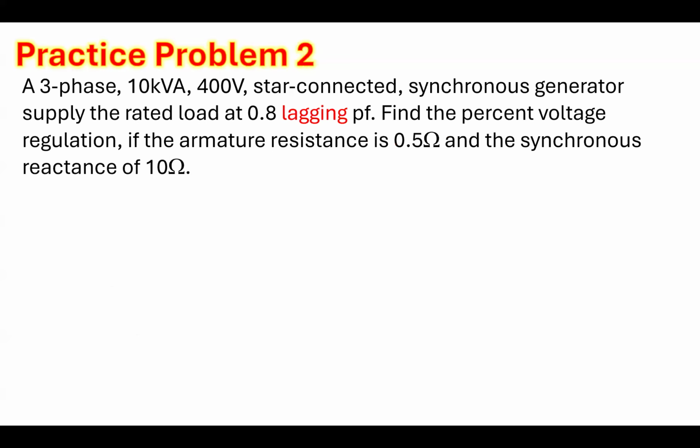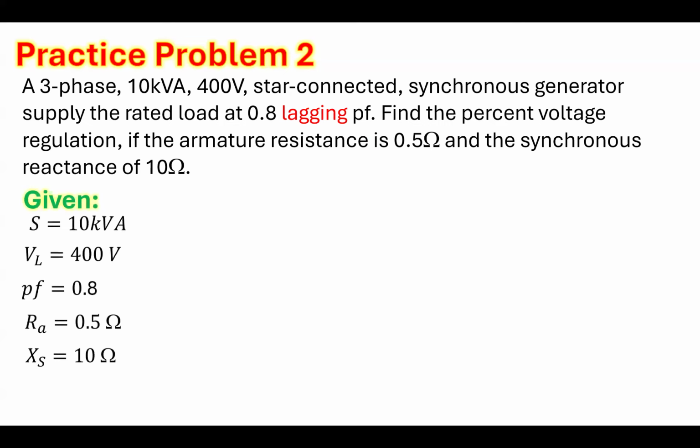Practice problem number 2. A 3-phase 10 kVA 400 volts star-connected synchronous generator supply the rated load at 0.8 lagging power factor. Find the percent voltage regulation if the armature resistance is 0.5 ohms and the synchronous reactance of 10 ohms. So first, we're going to write all the given values. Then we are asked to solve for the percentage voltage regulation.